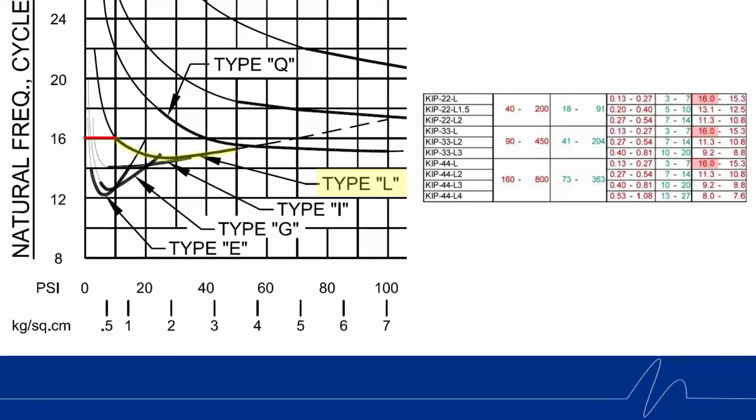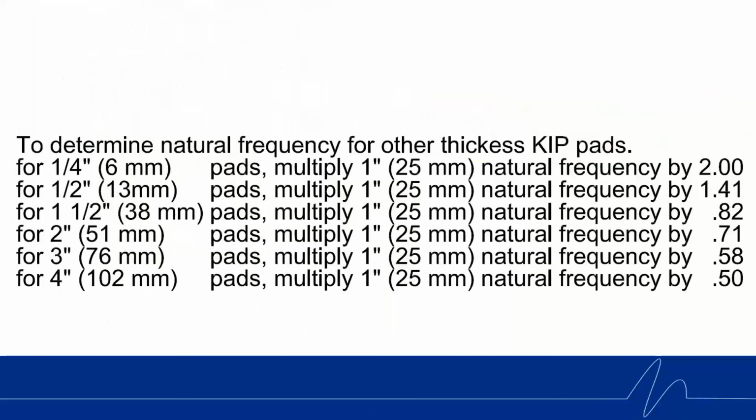So we have 16 when receiving 10 PSI, and we have 15.3 when receiving 50 PSI. Again, these are all for 1 inch KIP pads only. To determine the natural frequency of other thicknesses, we would take those results and multiply them by the values shown on the right, dependent upon the thicknesses shown on the left.